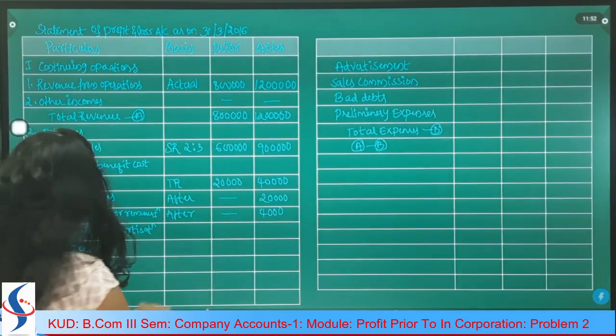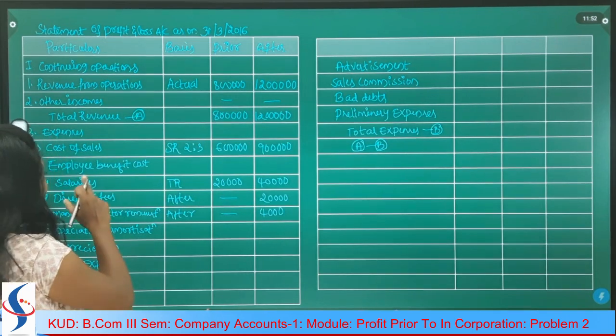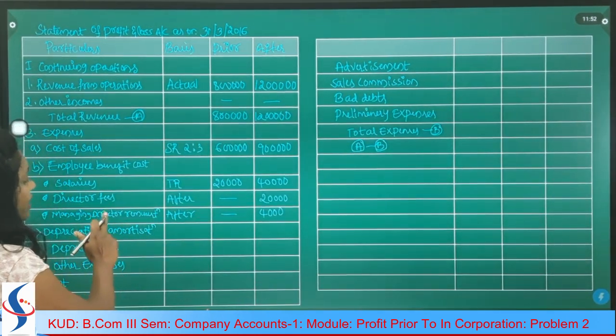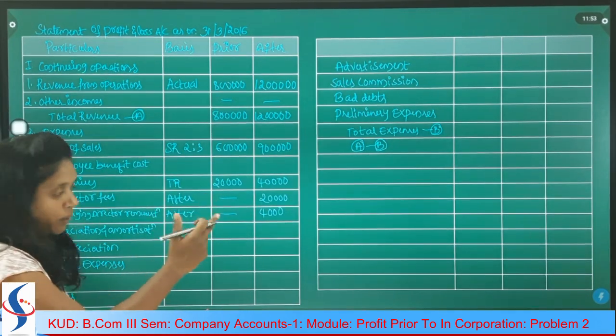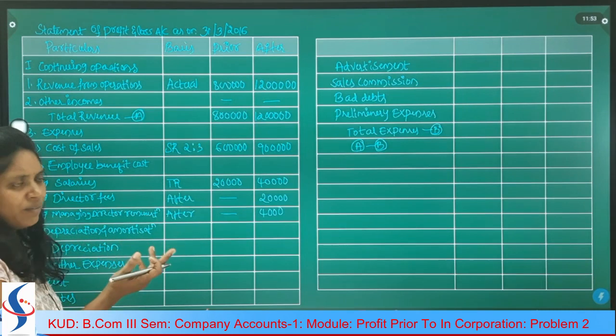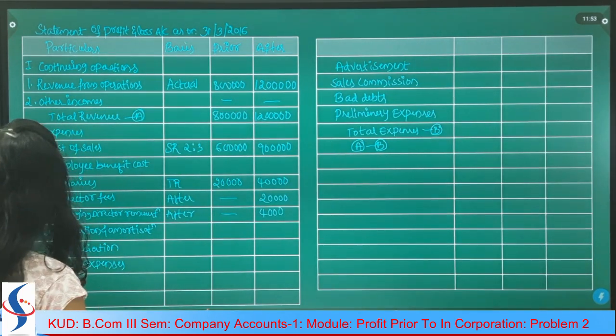Hope it is clear. We divided cost of sales using sales ratio. Salary is a fixed expense. We divided using time ratio. Director fees, because directors will come after incorporation, so we have directly taken it for the after column. Then managing directors, in the same way we have taken it for the after column. Moving further, what is the next one?